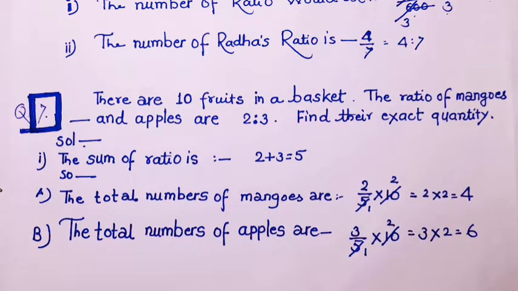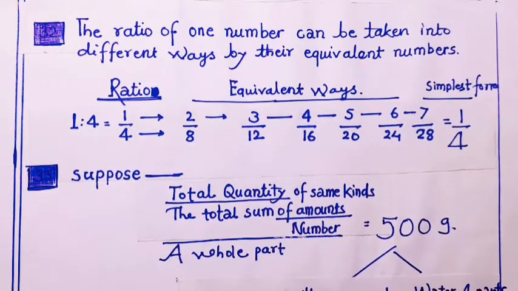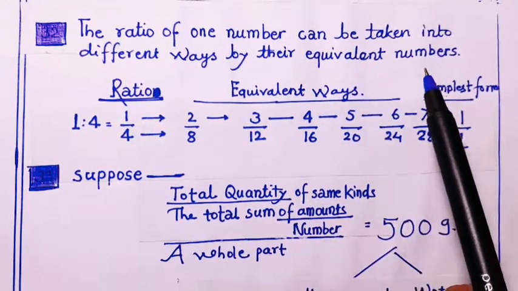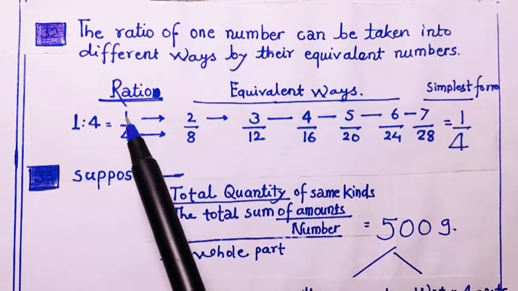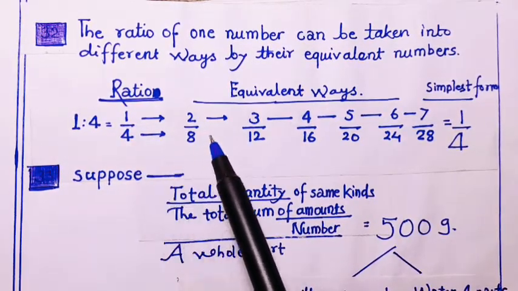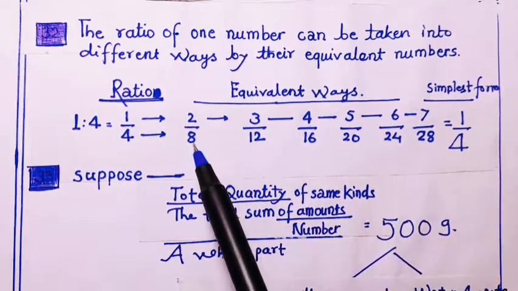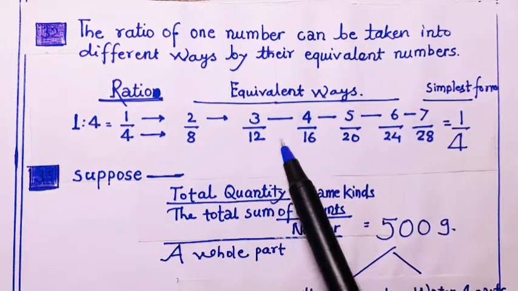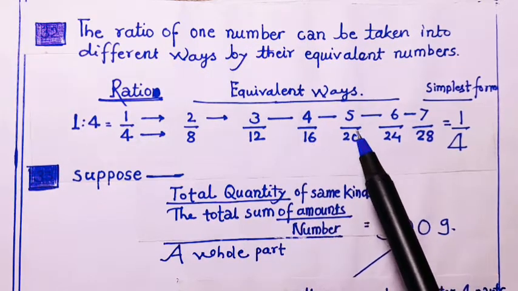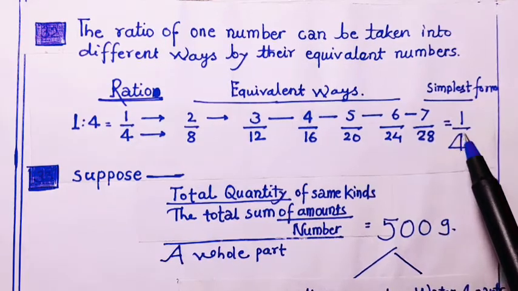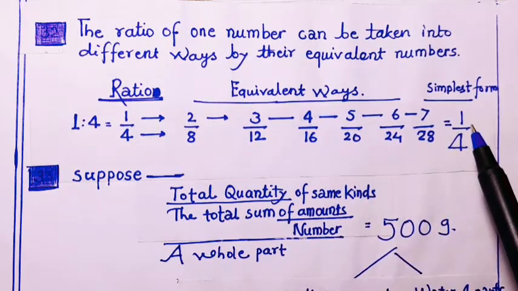In this way we can say that the ratio of one number can be written in different ways by equivalent numbers. You can see here 1 by 4 can be written in many ways: 2 by 8, 3 by 12, 4 by 16, 5 by 20, and finally the simplest form would be 1 by 4.